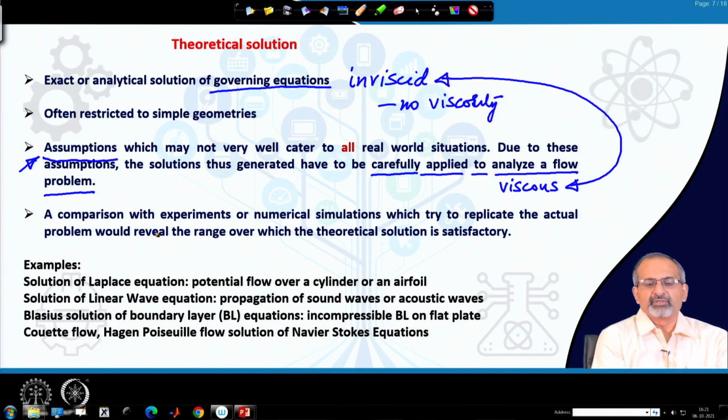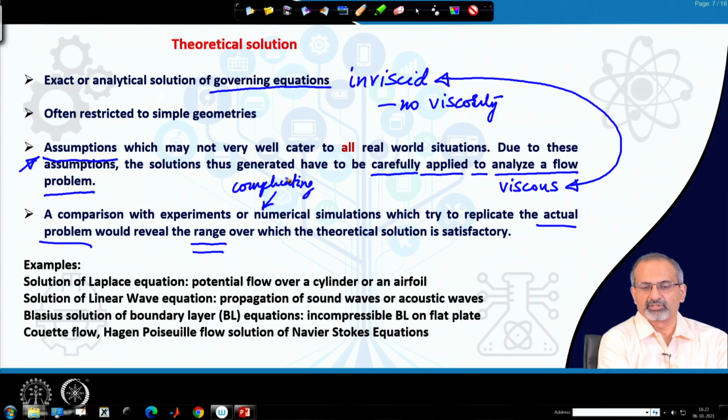A comparison with experiments or numerical simulations which try to replicate the actual problem, that means the real world problem that we are trying to solve, would reveal the range over which the theoretical solution is satisfactory. This is where complementing the different approaches comes into play.